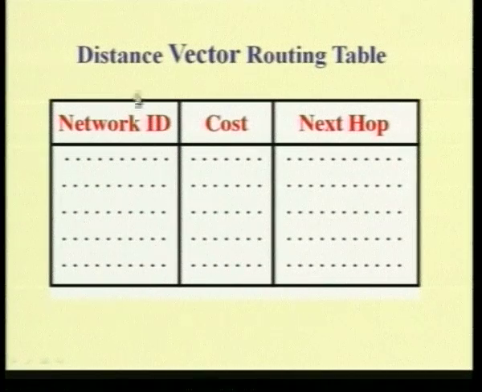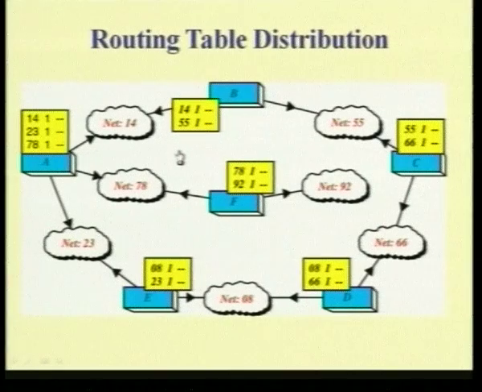Okay. So the distance vector routing table will look like this. It has a network ID, cost and the next hop. Out of this, what it sends to its neighbors is the network ID and the cost. Only this part of the information will be sent. Okay. So let us look at the same example again.